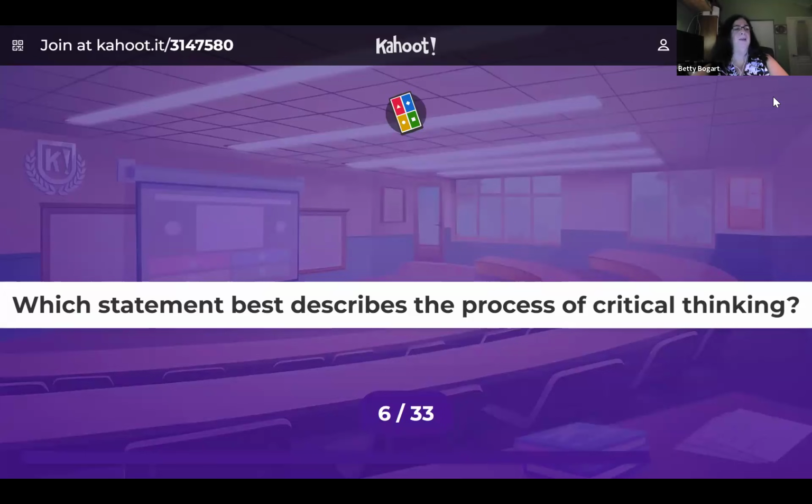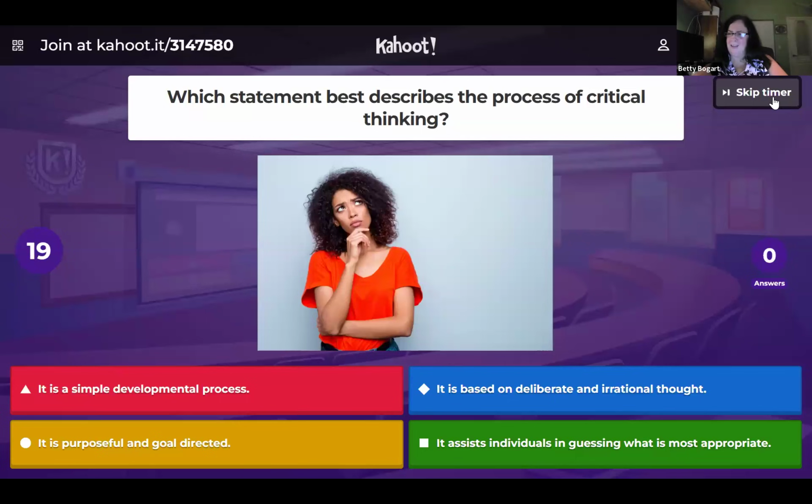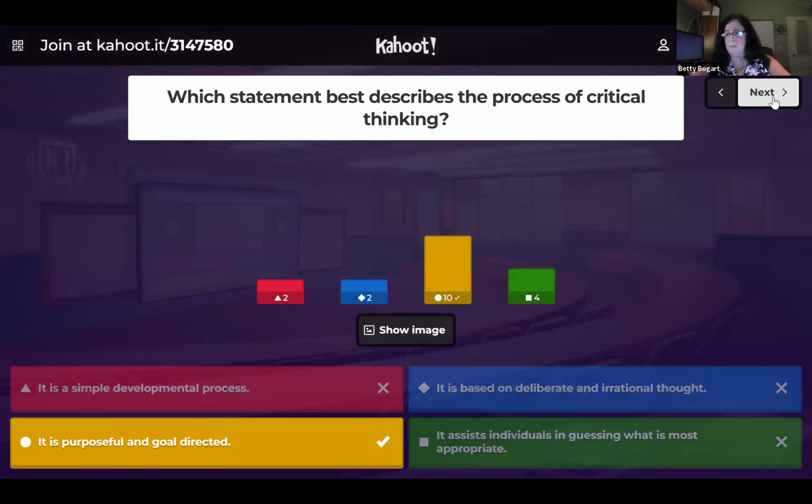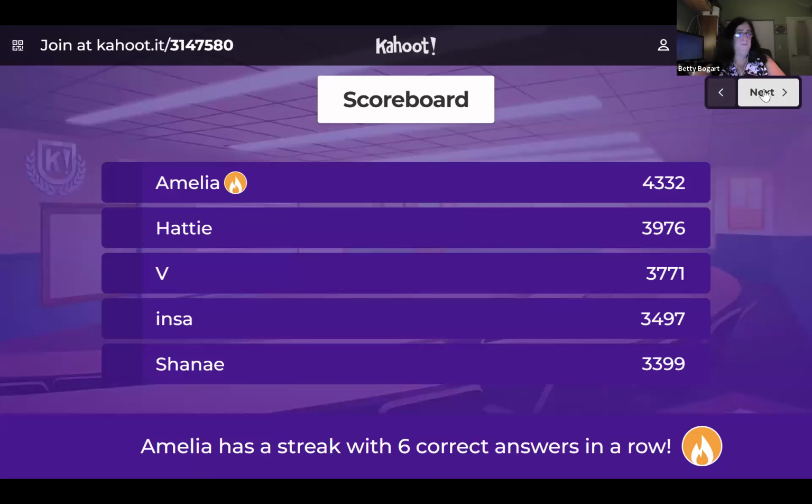Which statement best describes the process of critical thinking? Critical thinking. Do you remember when you did your orientation in nursing, they talked about how you're going to learn how to think critically? You do it every day. You figured out what you had for dinner, right? That's critical thinking. You figured out how to get the Zoom to get to me. That's critical thinking. We do this every single day. It's purposeful. It's goal directed. Simple.